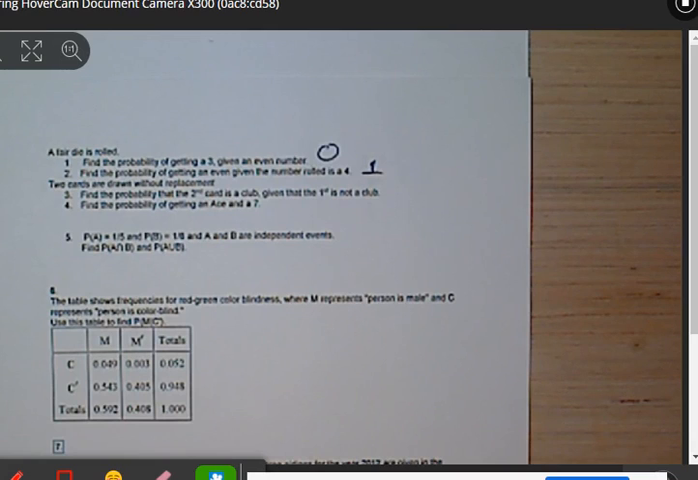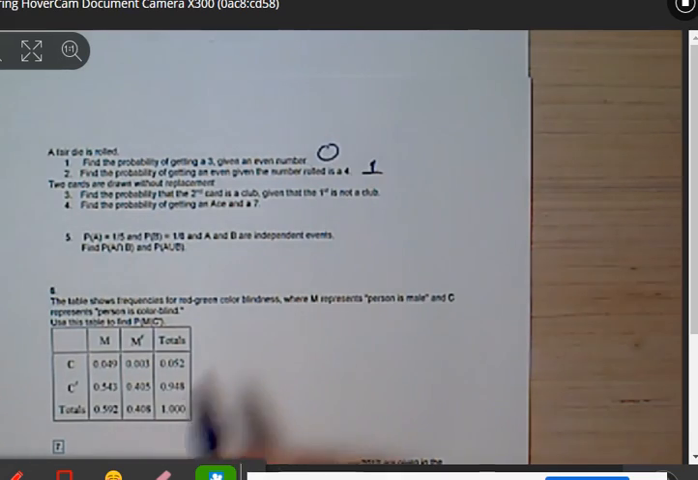Okay. All right. So number 3, here's where we're going back to cards. 2 cards are drawn without replacement. So we'll draw 1 card and then leave the card out, and we'll go back to a second card. In this case, we're going to find the probability that the second card is a club, given that the first card is not a club.